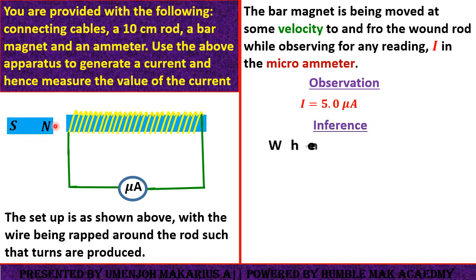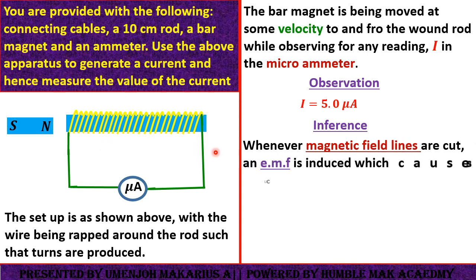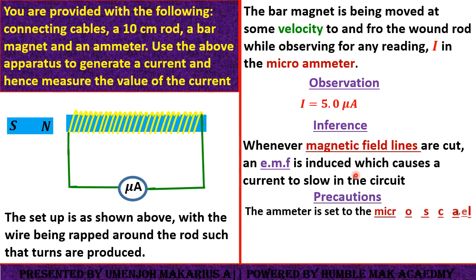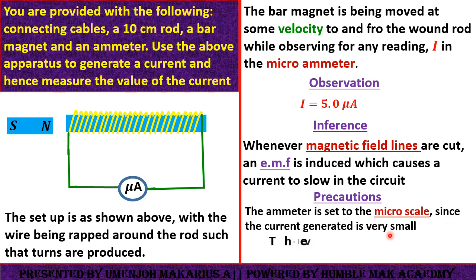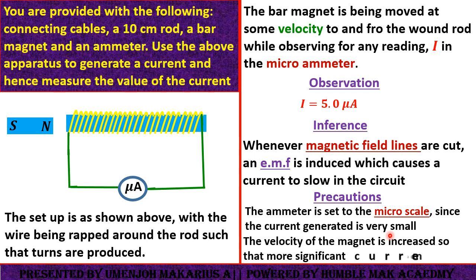All right, let's go to our inference, guys. Our inference now is therefore going to be that whenever magnetic field lines are being cut, an EMF is induced which causes a current to flow in the circuit. That's the inference, guys, the physics of your problem. That's it. Then now, guys, let's simply go to our precautions. We can say that the ammeter is set to the micro scale since the current generated is very small. Great. And second, we can say the velocity of the magnet is increased so that more significant current can be generated. Note that the more the velocity, guys, the more current is going to be generated. Okay, yes.